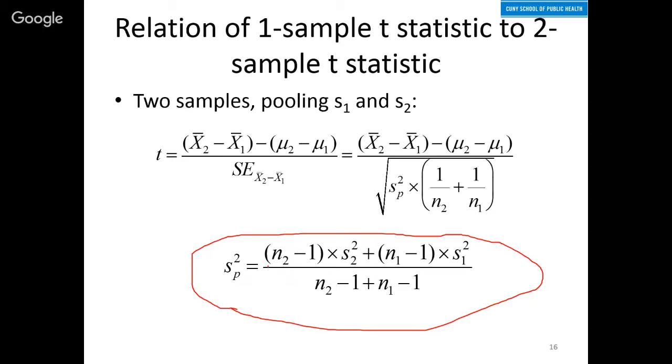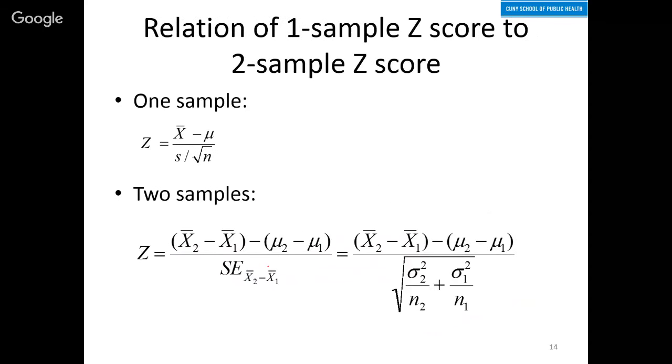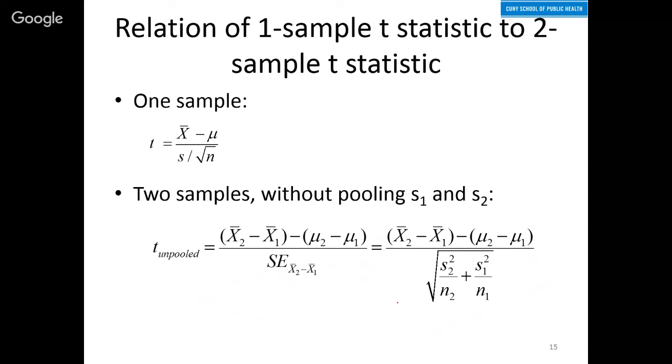Is that the top? It's not the equation shown here. Right. This one is pooling. This is without pooling. And in your software, the one without pooling is also called a Welch t-test. And so yeah, you'll get to choose when you do the t-test, either by hand or with software, but you should be aware of what you're using and make a decision.